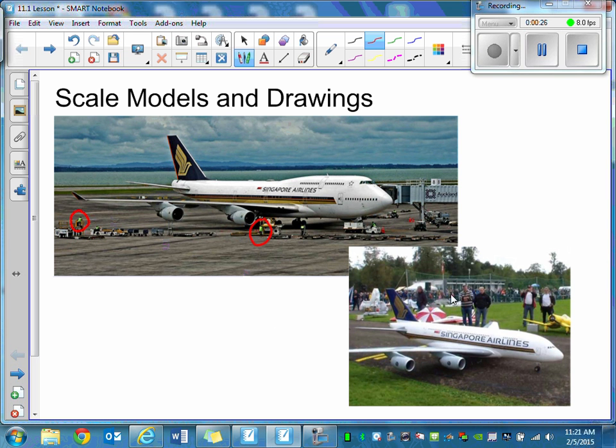Then over here we have a model of that airplane, and as you can see, these people are bigger than the airplane. So this is just a model. That's what we're going to be talking about. These two planes here are proportional in size. If we were to blow up or enlarge this plane, it would represent this plane exactly. It's just a smaller version of it, a scale model.